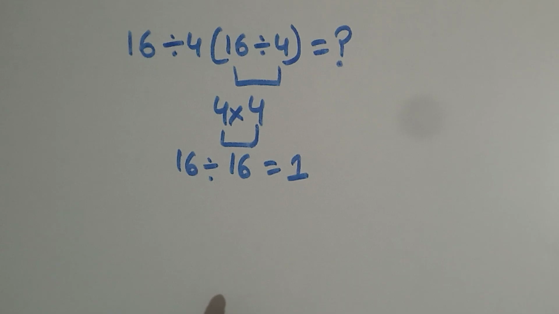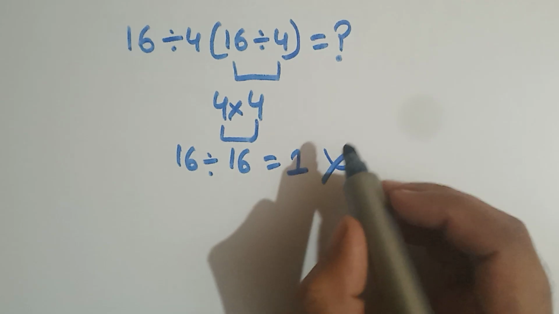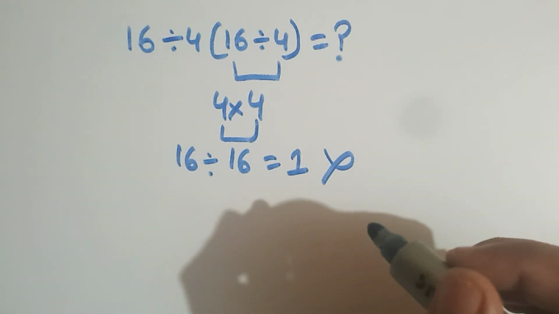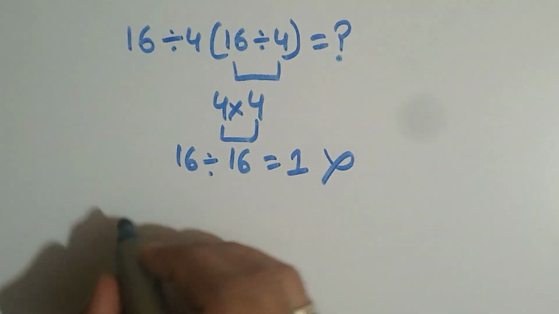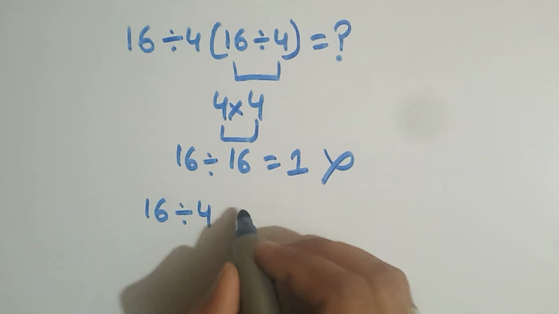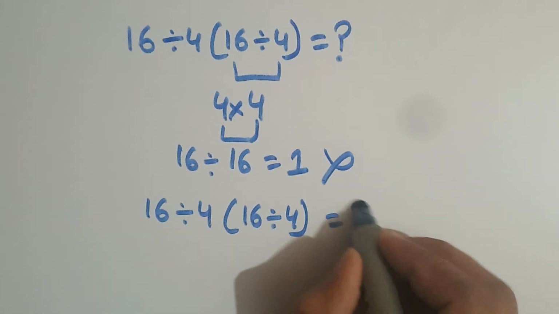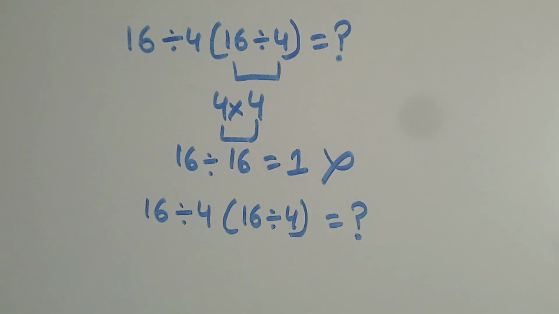But let me tell you, 1 is not the actual answer for this question. 1 is the wrong answer. So what is the actual answer? First of all, I write the same question: 16 divided by 4, and then 16 divided by 4. So what is the actual answer for this question?